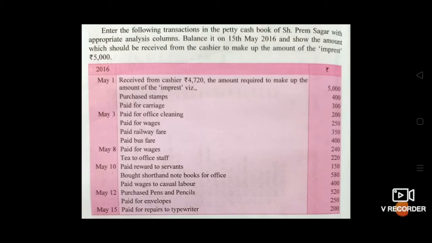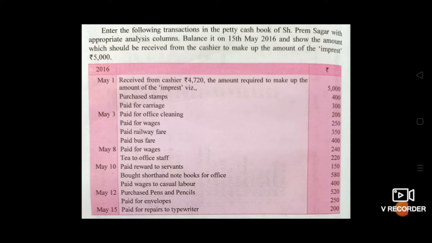Good morning, students. Today we will solve this problem of petty cash book. See the problem. Enter the following transactions in the petty cash book of Shri Prem Sagar with appropriate analysis columns. Balance it on 15th May 2016 and show the amount which will be received from the cashier to make up the amount of the imprest, rupees 5000. So their imprest, that is the fixed amount decided, is rupees 5000.